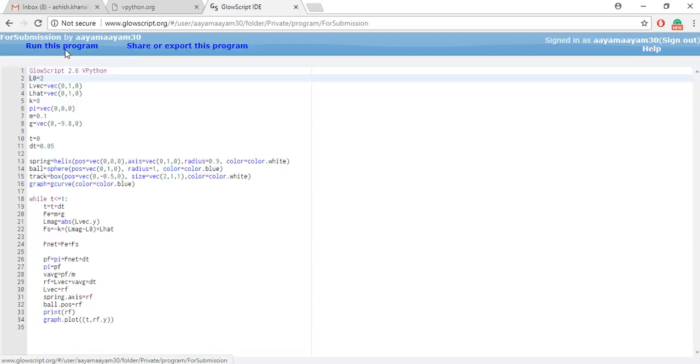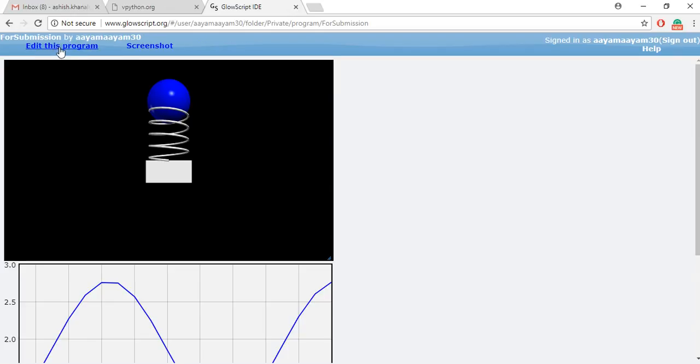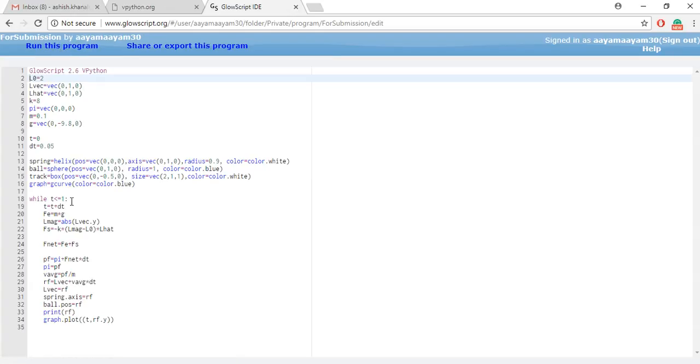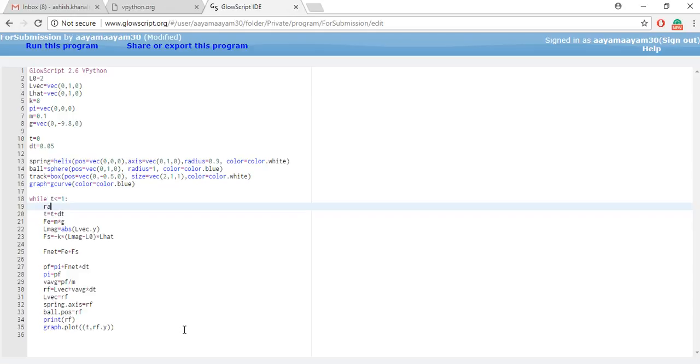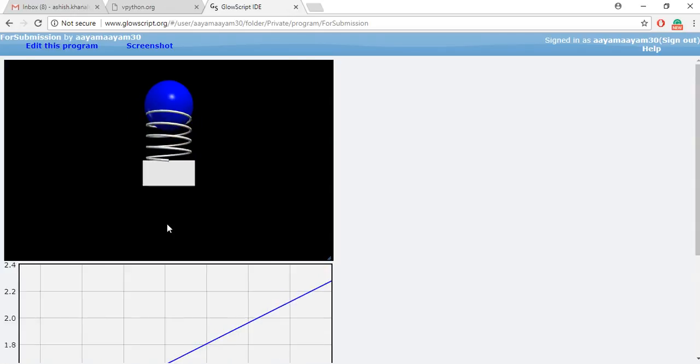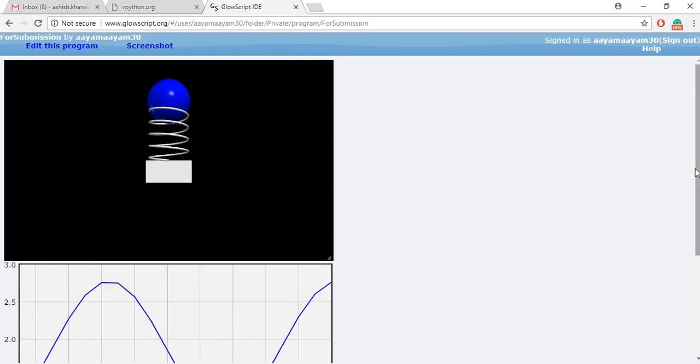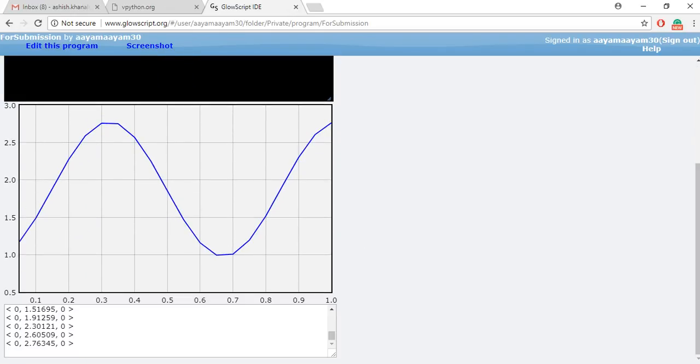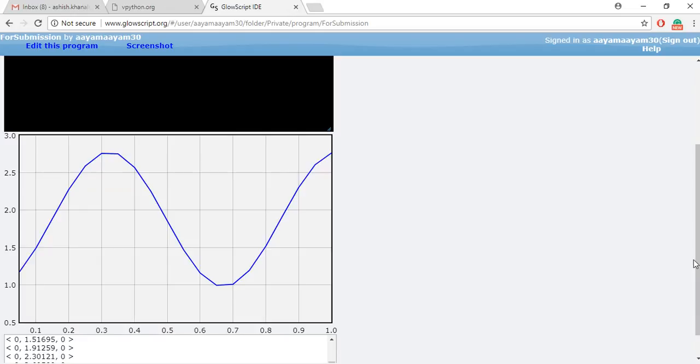Run this program. Actually we have not kept a rate here, so let's keep it 1010. Now run the program. Now here it is. The position of the ball after 1 second is 2.76, and here is the graph for each time.